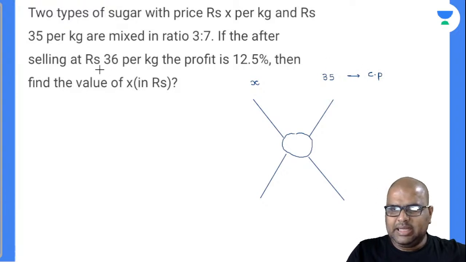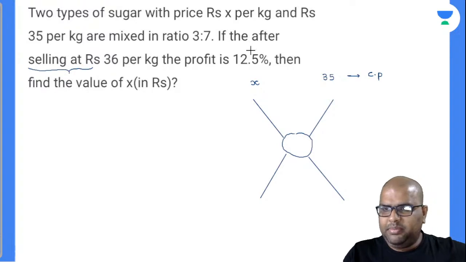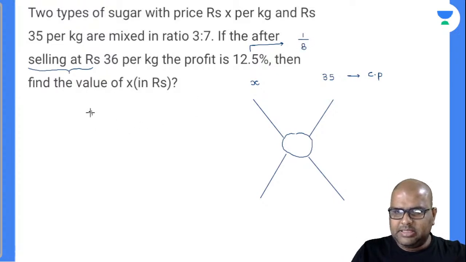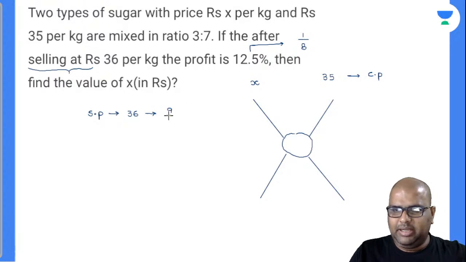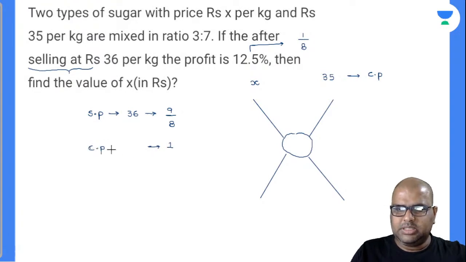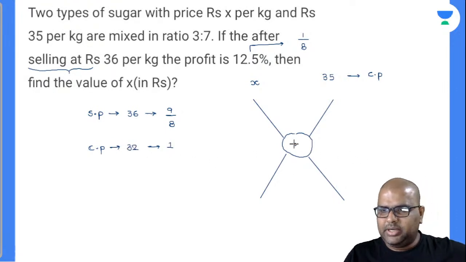If after selling at 36 per kg, you got a profit of 12.5%, 12.5 I can write as the fraction 1/8. So your selling price is equal to 36. And of course, selling price is equal to cost price plus profit. 1 plus 1/8 will be 9/8. Now you have to find your one part value, which is your cost price. 9 ones are 9, 9 fours are 36, so it is 32 rupees. Yes, it is 32 rupees.